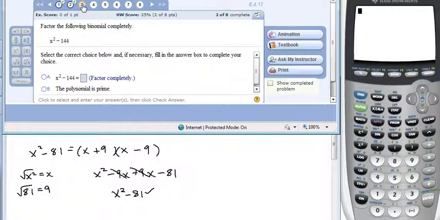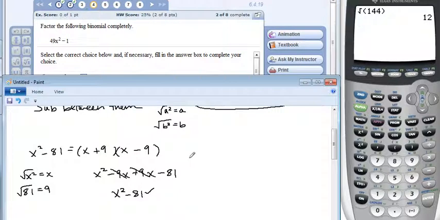All right, and these are all done the same. 144. Is 144 perfect? Well, it's not on my list because I didn't go up that high, but you can always check it this way, right? Isn't the square root of 144 12? Okay, so if it comes out nice and neat like this, then you're good to go. So this would be x plus 12, x minus 12.